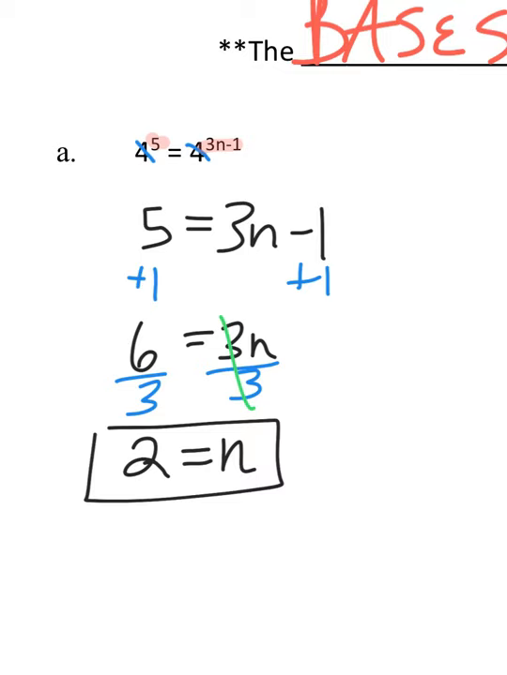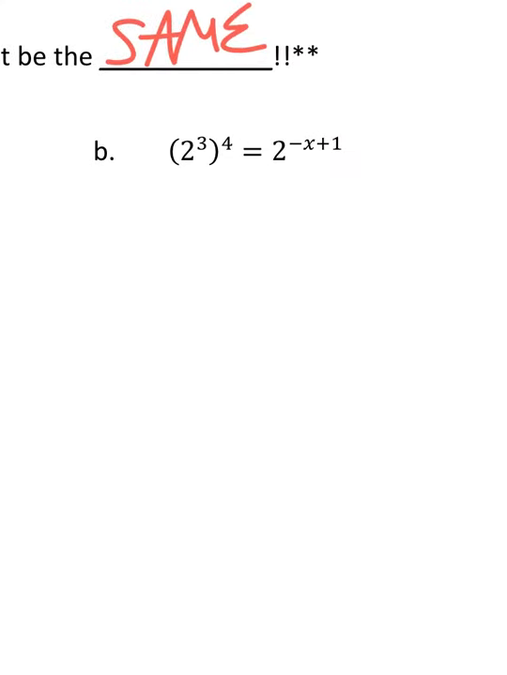Now if we were to take this, n equals 2, and plug it in here, well, think about what you'd get. 3 times 2 is 6. Take away 1 is 5. So you'd get 4 to the 5th equals 4 to the 5th. Exact same thing. So it's equal. All right. Easy peasy. Let's try example B.